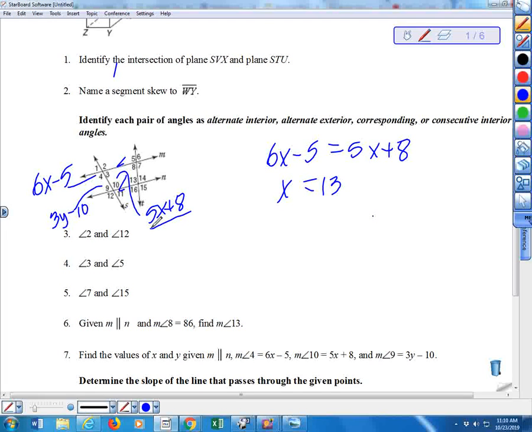So I know angle 9 is 107, so I can set 3y minus 10 equal to 107. And then solve. So 3y equals 117. What's 117 divided by 3? 39. So x is 13, y is 39. That was the question, was find x and y.